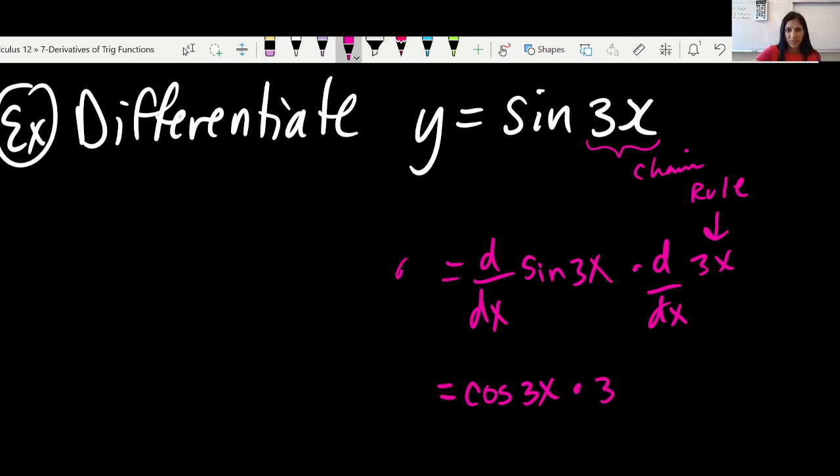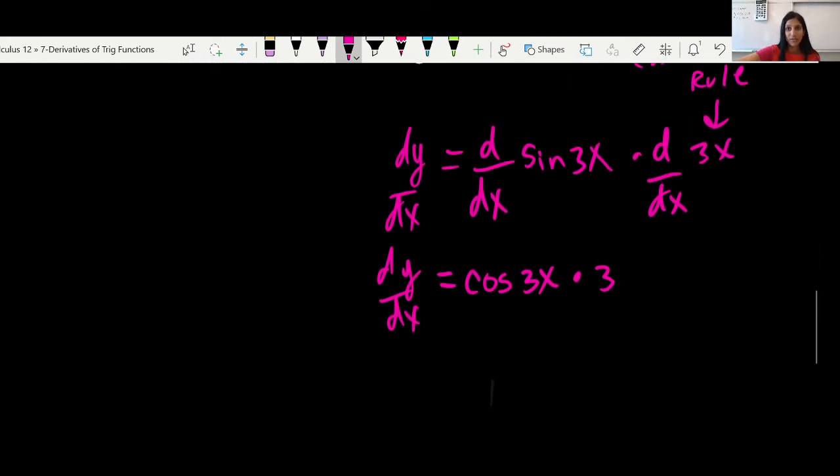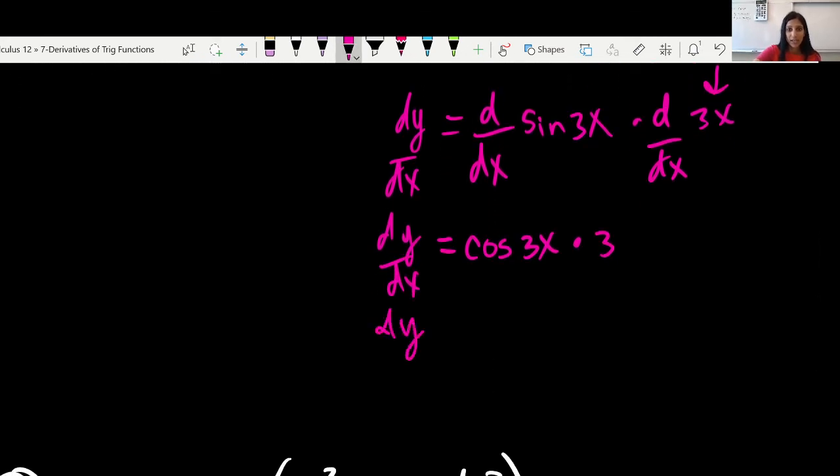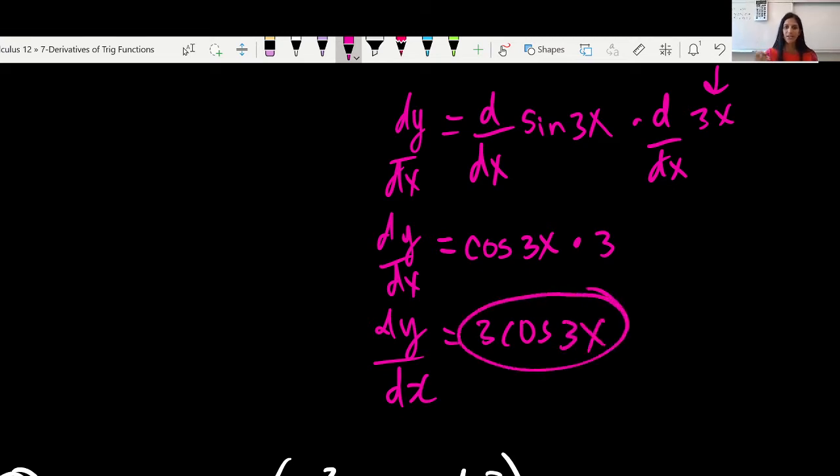So I should have maybe said dy dx would be the whole thing, right? So dy dx, which is the thing that we're looking for. So overall, I'm going to move this up. Dy dx, the best way for me to write this is just to slide the 3 out front, would be 3 cos 3x. So there's our answer. So that's that for the first one.